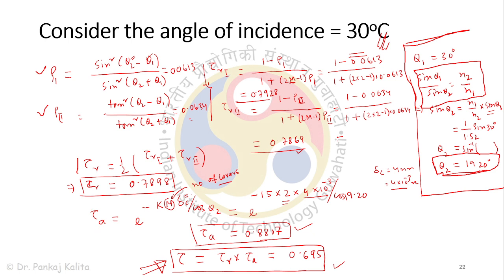This formula you have studied, e to the power minus k m delta c by cos theta 2, where delta c you know the thickness, m you know the number of covers, k you know the extinction coefficient, and theta 2 you have just calculated. You can calculate the tau alpha value, and the transmittivity of the glass cover is basically the product of these two values. So this is how a part of this could be your framed question, or all the parts could be covered in a particular single question.